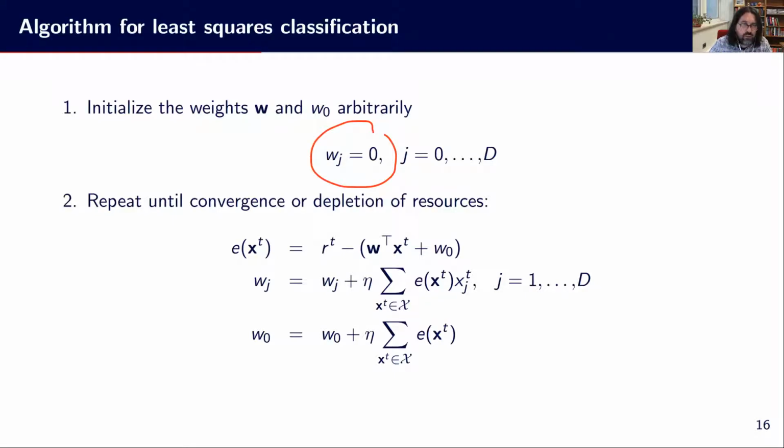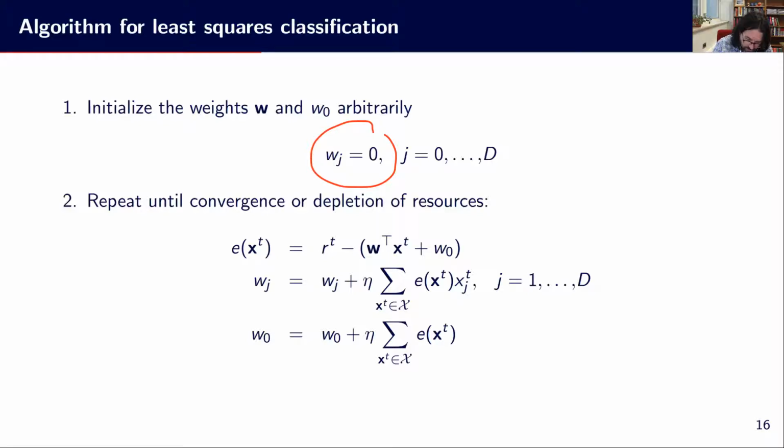Basically, setting this to 0 is doing a good job. So we have Wj equal to 0 for all the variables from 0 to D. And then we are iteratively applying modifications to the W's values according to the gradient descent. So this can be formulated that way.